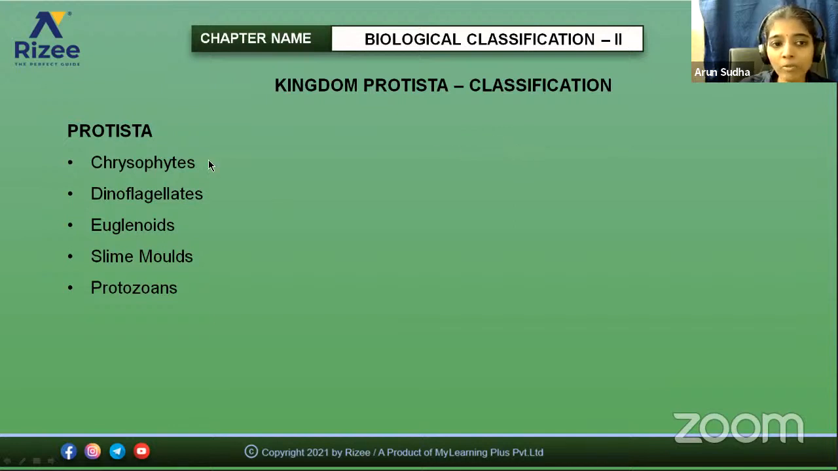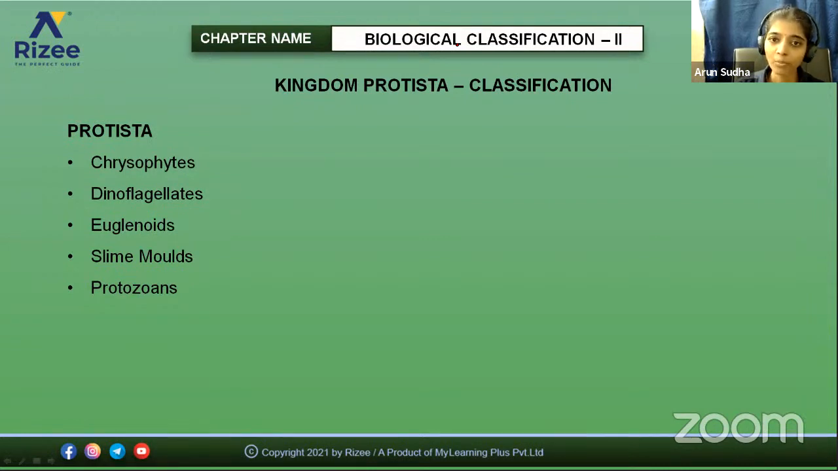So Protista actually includes the Chrysophytes, Dinoflagellates, Euglenoids, slime molds, and protozoans. So it depends on the scientist who did the classification. Actually, for this kingdom Protista itself, different scientists included different organisms. Some scientists gave some organisms that can be included as Protista, but other scientists said some other organisms can also be included under Protista. So there is a difference in opinion among the scientists regarding which organisms have to be classified under Protista. Protoctista has a slight variation, that is, the inclusion of some other organisms also under that category.